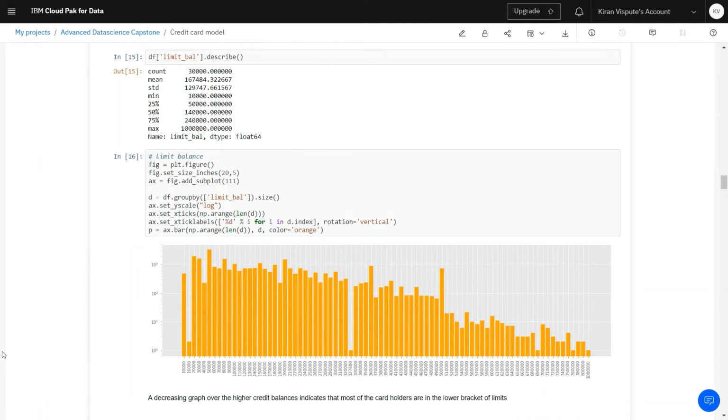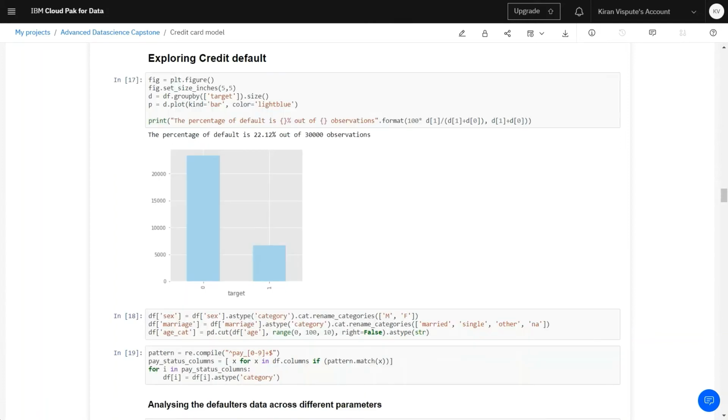and one more graph plot we have analyzed is the credit limit across the customer database. So here we can see that most of the customers that have been issued credit cards fall in the lower middle class and the middle class part of the data. There are very few credit cards issued to HNI customers, that is, high net worth individuals. So this decreasing graph over the higher credit balances signifies that most of the credit card holders are in the lower brackets of earning.